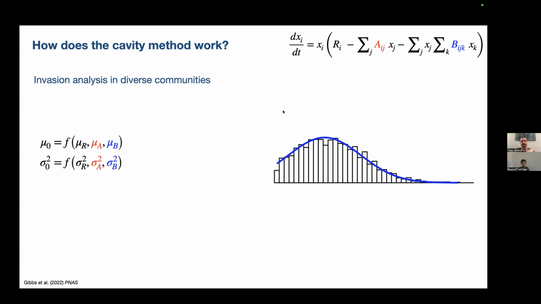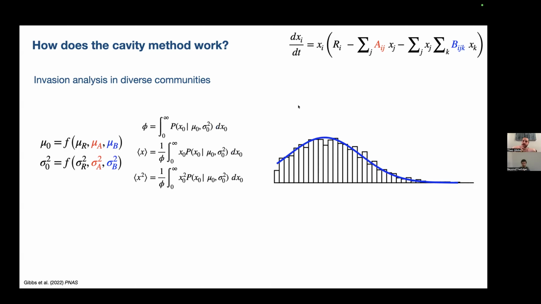And then the central guess or idea of the cavity method is to equate the distribution of the successful invaders to the distribution of the coexisting state. So the idea is essentially, if you're a member of the coexisting state, you're like a randomly selected successful invader. And that lets you write down a set of self-consistent integral equations that you can solve in the computer to make predictions for the coexisting state.